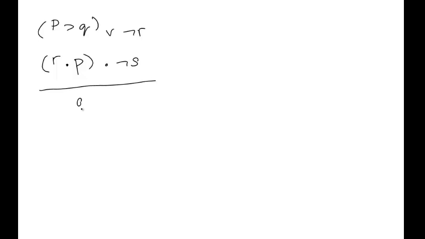Now, if we had to deal with something more complicated, let's say we had something like the following. Let's say we were given: if P then Q or not R, R and P, and not S. Therefore Q or M. Okay, let's say we're given something like this, and we're asked to decide whether this conclusion here follows validly from these premises.